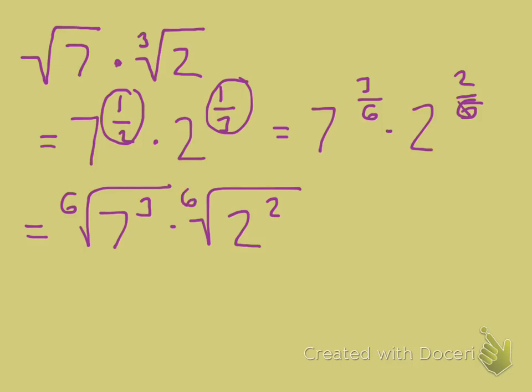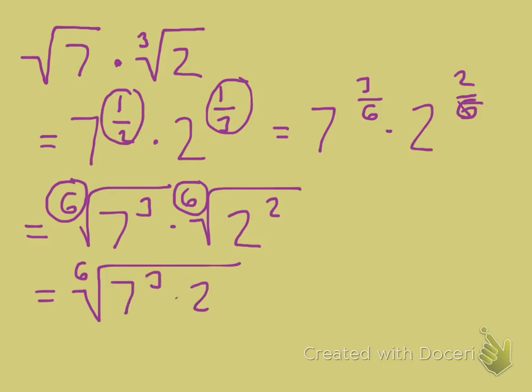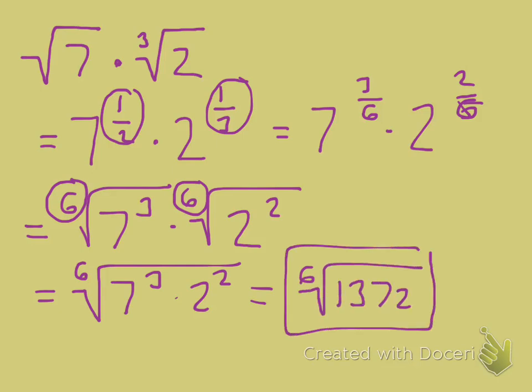And now look what just happened. I now have two radicals that have the same index. That means I can invoke the product rule here. I can make this one radical. This is now the 6th root of 7 cubed times 2 squared. And if I get my calculator out, I see that that is the 6th root of 1,372. How sweet is that? Isn't that kind of nice? 6th root of 1,372. And that is simplified because there's no 6th power of anything inside of there that I can do anything with, and I've made it as one radical.